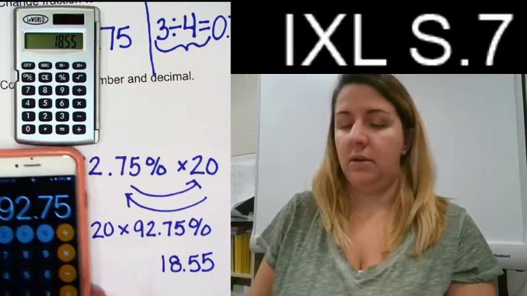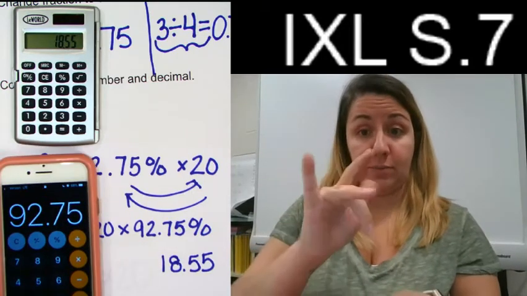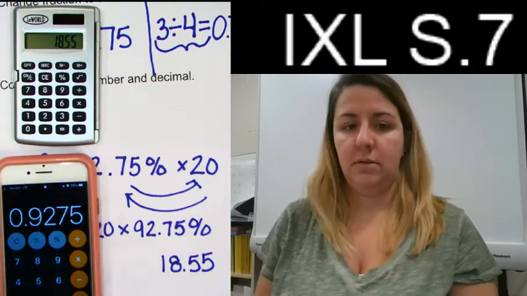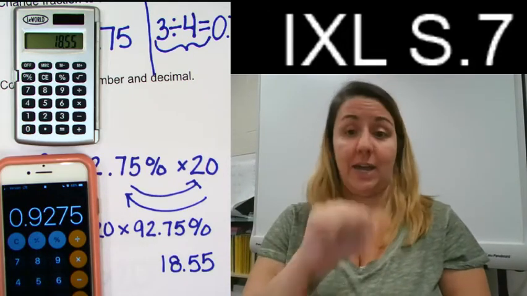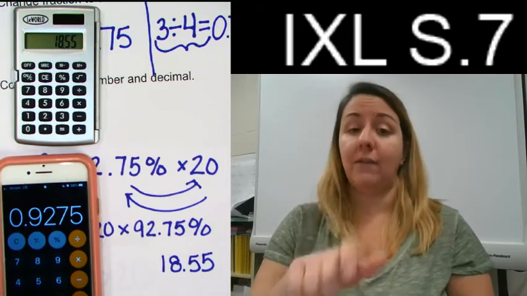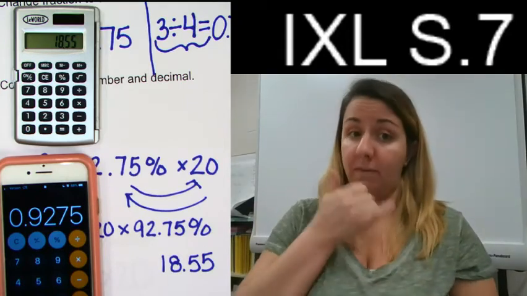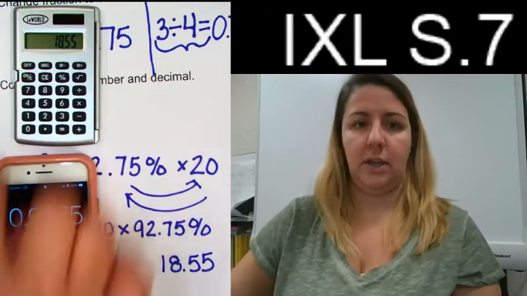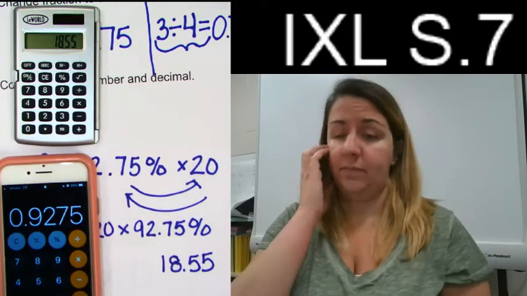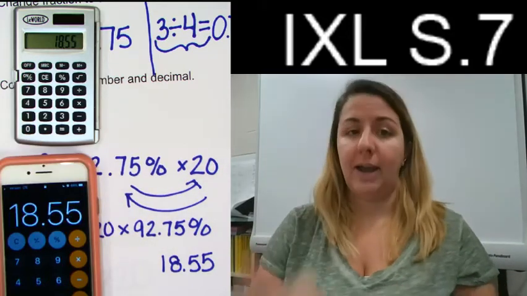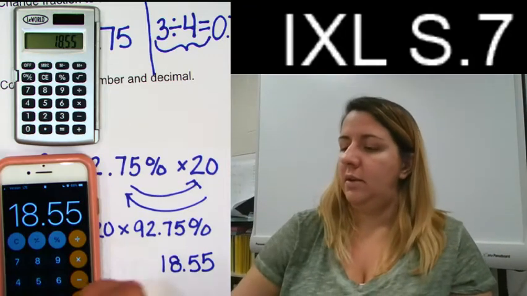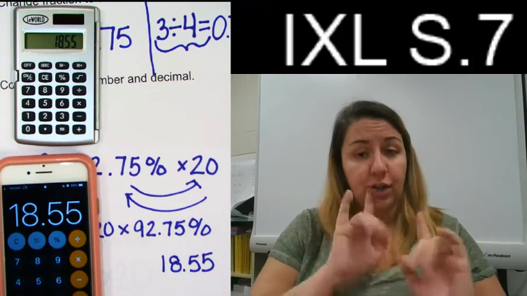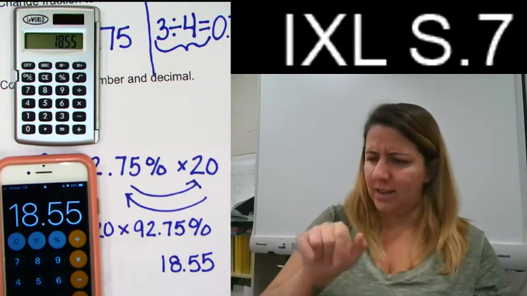So look, on my phone, if I push percent, it changes it to 0.9275. That is not the answer. I have to push equal on my phone. You see, they're different. Now I have equal. So pay attention to your answers and think, does that answer make sense?